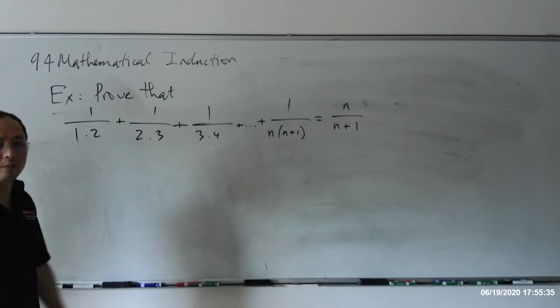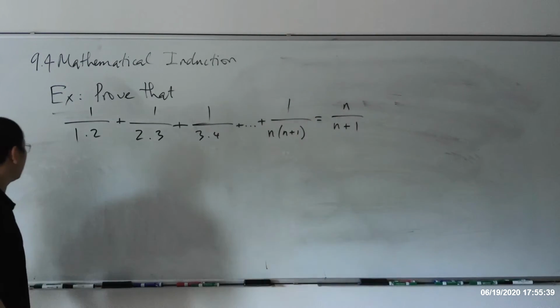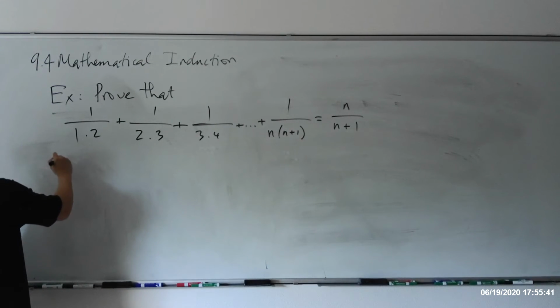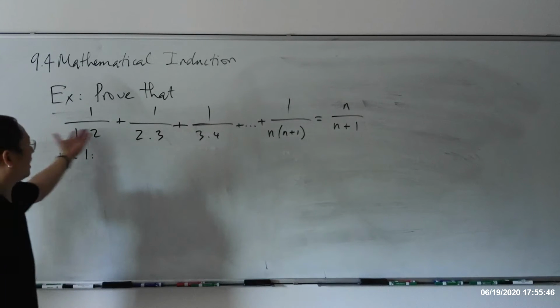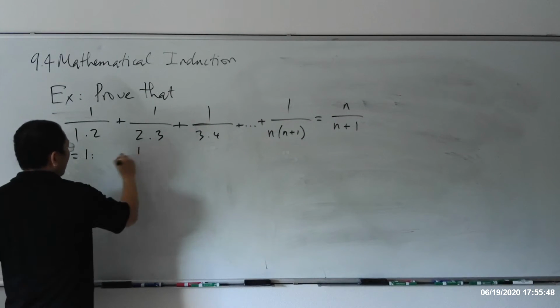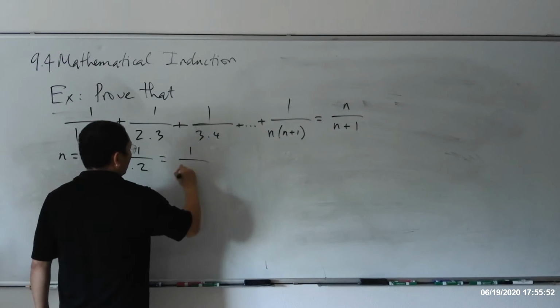Again, with this type of problem, math induction would be the best method to take care of the problem. So the first step, you're going to test for n equal to 1. Was that really true? N equal to 1 means on the left-hand side you only have one fraction, 1 over 1 times 2. Is that equal to 1 over 1 plus 1?